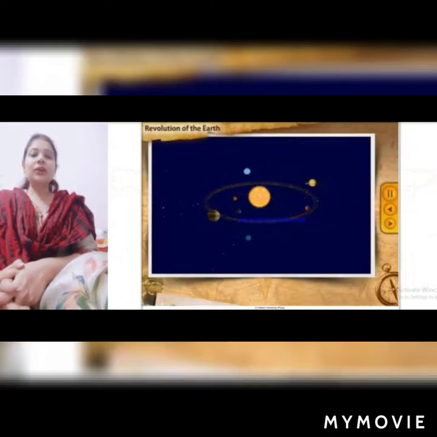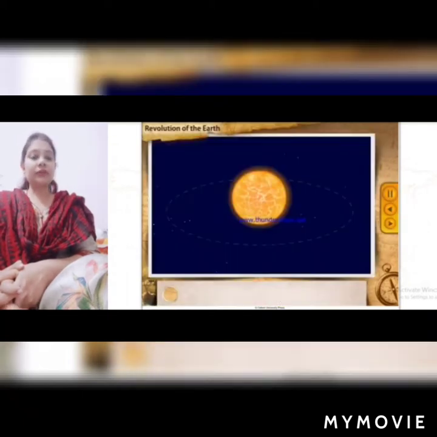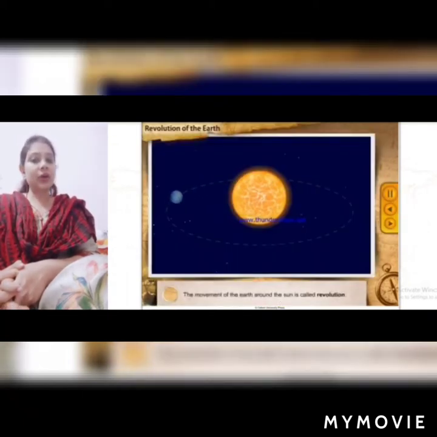All planets also move around the Sun in fixed orbits. Each planet has a different orbit so that they don't bump into each other. The movement of the Earth around the Sun is called revolution.